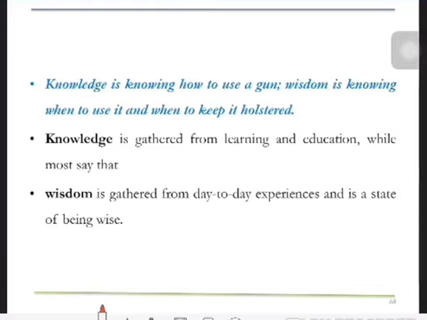So knowledge is gathered from learning and education, while most say that wisdom is gathered from day-to-day experience and state of being wise.